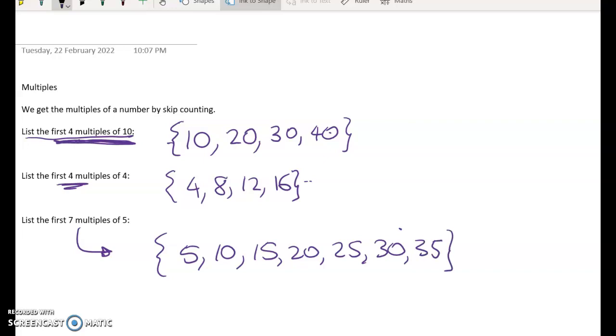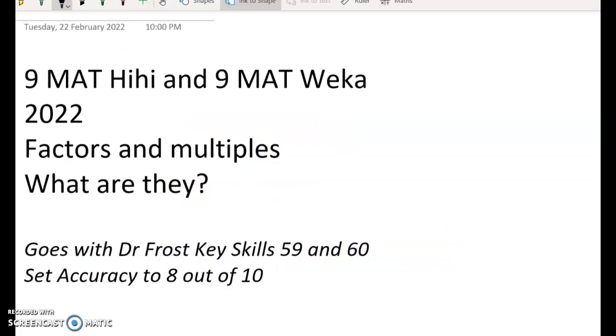So there you go. So that's just a really quick introduction to factors and multiples. Now, as I said at the start, if you could go onto Dr. Frost and get going on these 2 key skills and set your accuracy to 8 out of 10. Any questions, ask me in class, or if you're working from home, send me an email.